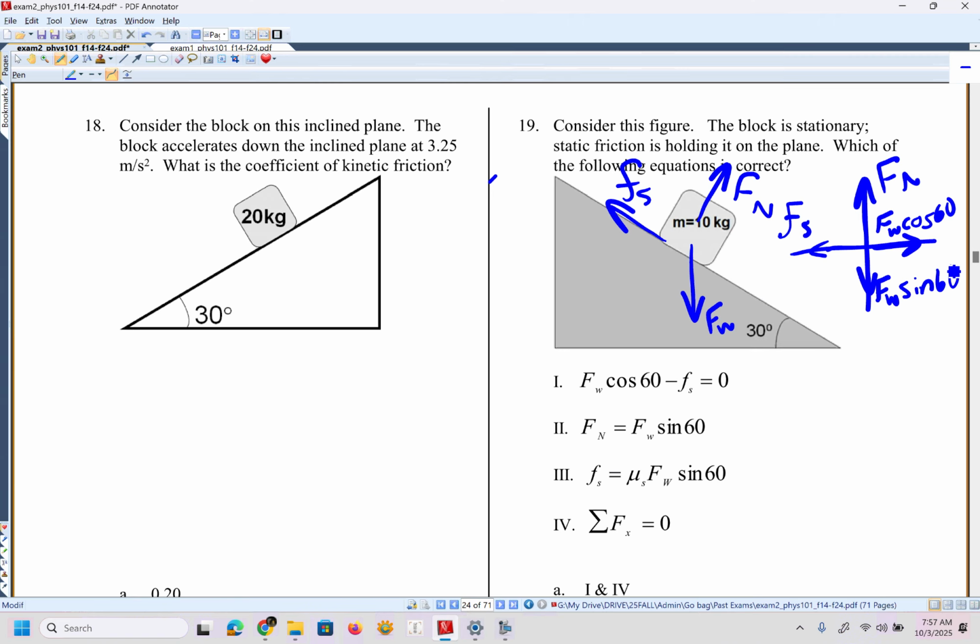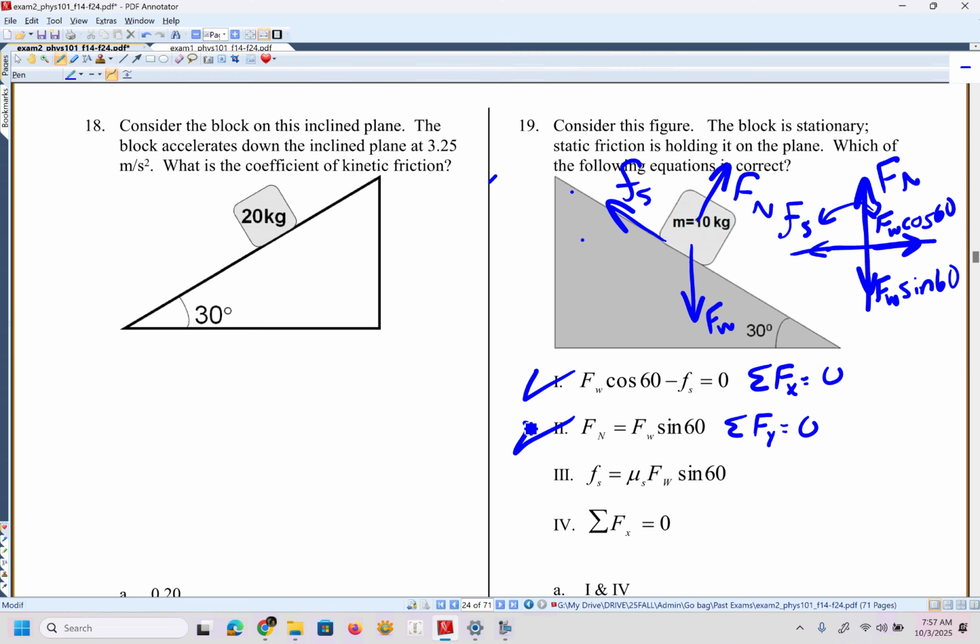Fw cosine 60 minus Fs equals 0. Sure. I see that these two forces are equal but opposite, so that's true. That's just an application of the sum of the forces in the x direction equals 0. Fn equals Fw sine 60. Again, an application of Newton's second law, but now in the y direction, so that's true.